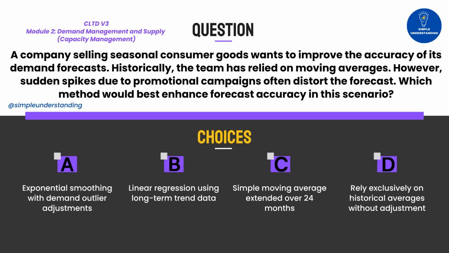A. Exponential smoothing with demand outlier adjustments. B. Linear regression using long-term trend data. C. Simple moving average extended over 24 months. D. Rely exclusively on historical averages without adjustment.